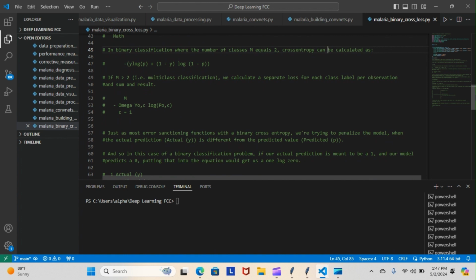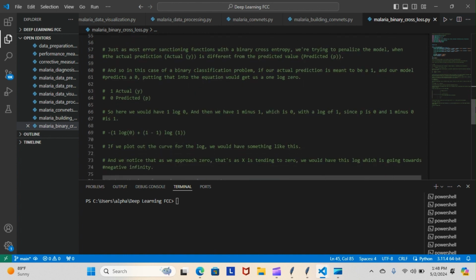We have math and binary classification where the number of classes M equals 2. Cross entropy can be calculated as negative y log p plus 1 take away y log 1 take away p. So y is actual and p is predicted. If M is greater than 2, i.e. multi-class classification, we calculate a separate loss for each class label per observation and sum the result. So this will be that equation here. We have the M for the multi-class classification, the sum over C equals 1, y is the actual, y o,c, log predicted p o,c.